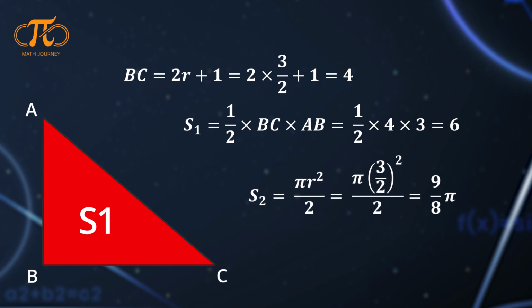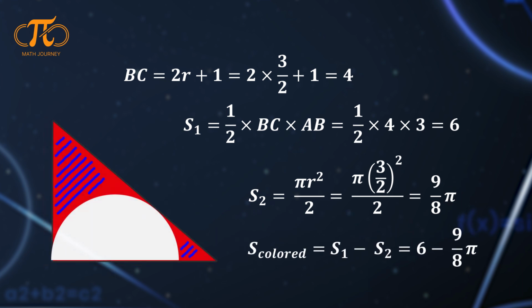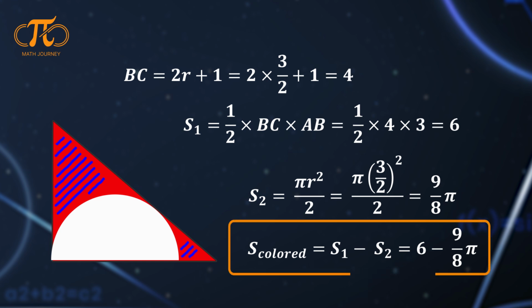For the semicircle, the area is half of a full circle with radius r equals 3/2. So the area of the semicircle is 1/2 π times (3/2)², which simplifies to 9/8 π. Finally, to find the shaded area, we subtract the semicircle's area from the triangle's area. The shaded area equals 6 − 9/8 π. That's our solution.